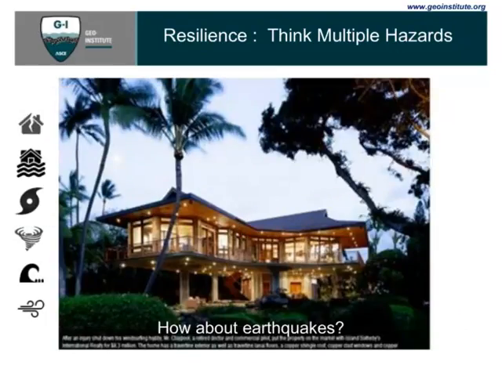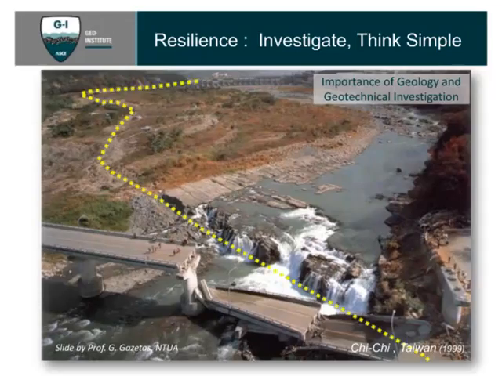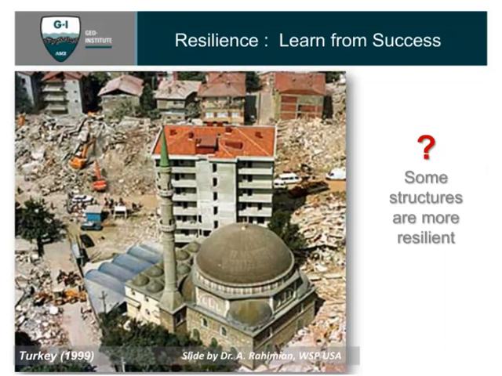We need to think multi-hazards, and oftentimes raising houses to be resistant to the next flood level makes them extremely weak in earthquakes, like the example of this house that would not behave very well if an earthquake happened, with this weak story. And of course, the importance of proper geotechnical investigation and review of the geologic history. Here's an example in Chichi, where this bridge was very well structurally designed, but the geotechnical investigation overlooked that the fault was running through it.